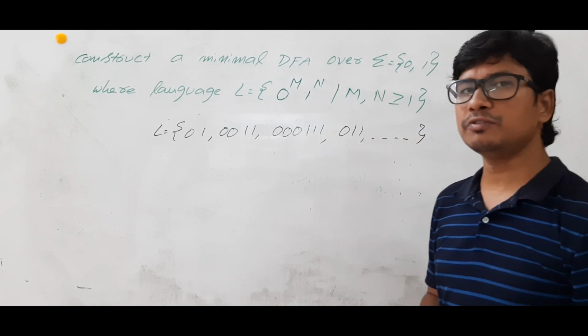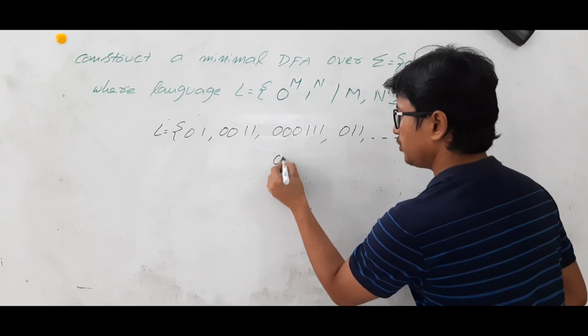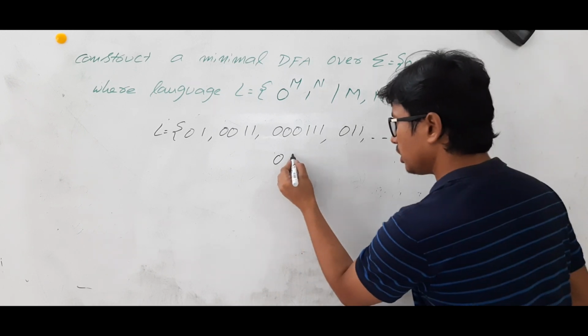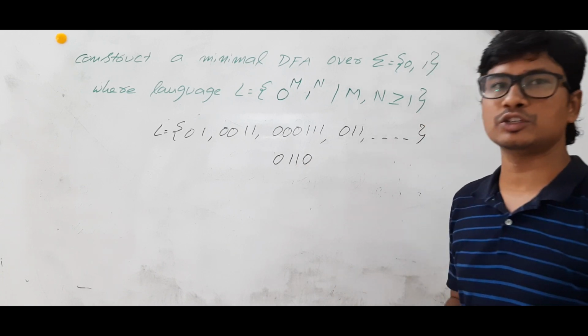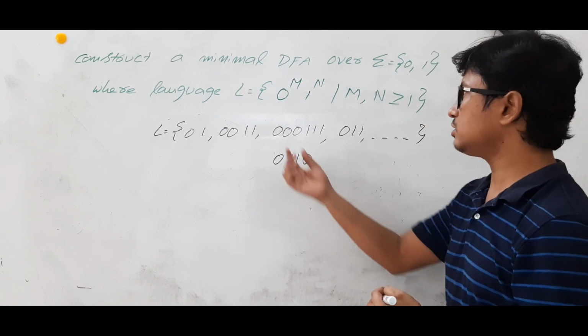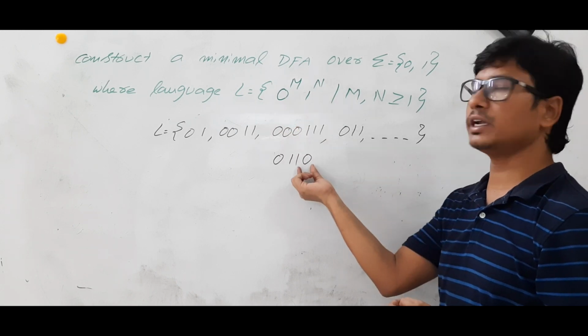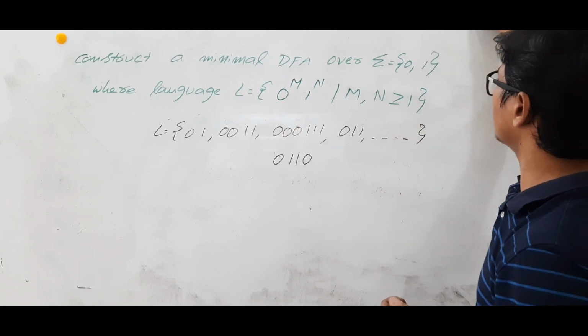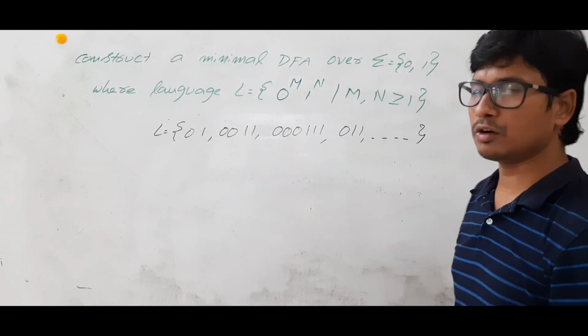Now can you identify what are the strings which do not belong to language L? If you got a 0, then you got 2 ones, still it is allowed. But if you got another 0, it is not allowed because once you have finished checking the zeros and you got the ones, you should not get another zero here. Is it clear? Are you able to understand it or not? So these strings do not belong to language L.